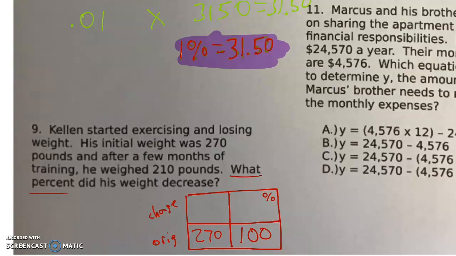Big mistake because people would put 210 on the top. Well, that's what he weighs now. Okay, that's not how much it changed. So we need to find out how much his weight changed by. 270 minus 210, which is 60. So he lost 60 pounds, which is awesome.